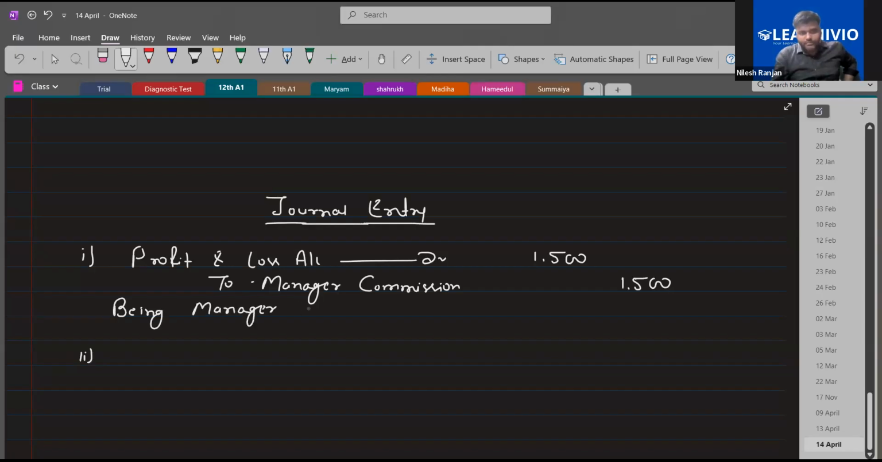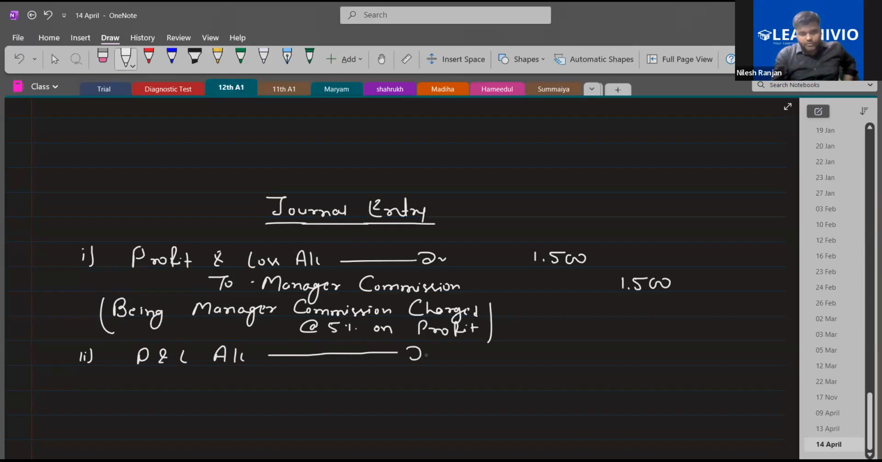Narration we write also, being manager commission charged at the rate 5% on profit. So this is the first entry. The second entry for transfer of profit. Now it will be profit and loss account debit to profit and loss appropriation account. First entry, it is 28,500.